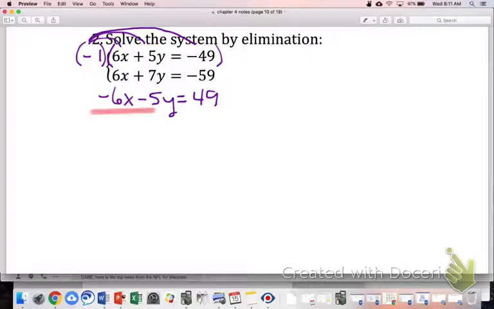See if we can all agree. So what I'm going to do is add my two equations here. So I've got 6x plus -6x right off the bat. Luke, what is 6x plus -6x?